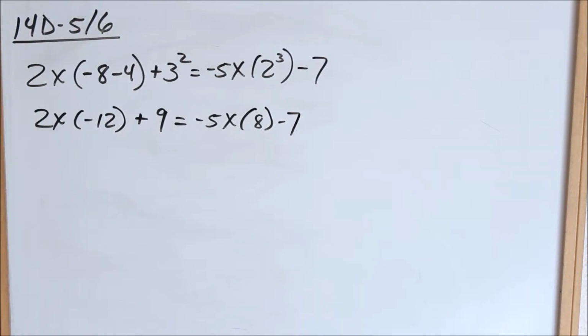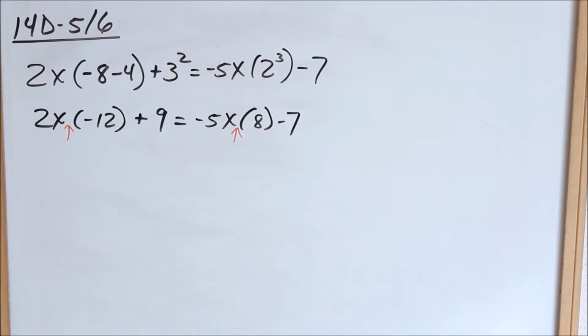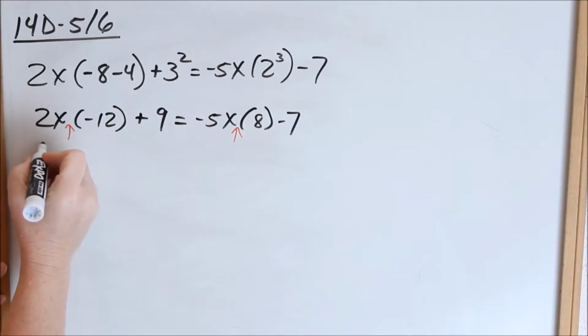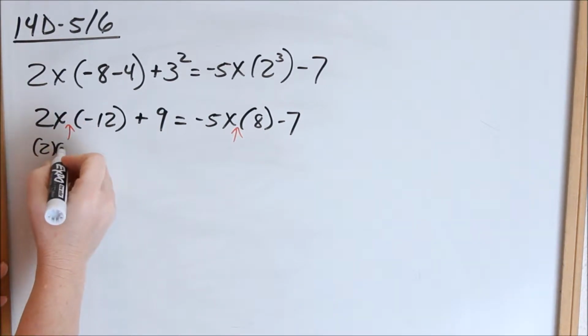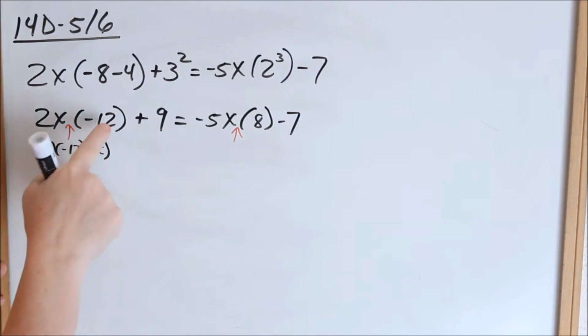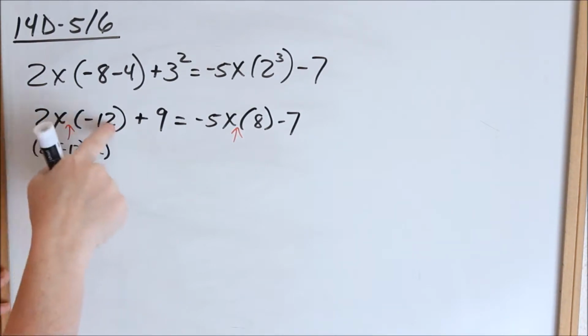Alright, so next PEMDAS says do multiplication and division. When I have a number in front of parentheses, that means multiplication. So both of these mean multiplication. This means 2x times negative 12. You multiply numbers to numbers. So literally this means 2 times x times negative 12. So this means, I'm just showing you, it means 2 times negative 12 times x. Because by commutative property, I can move these around and they still mean the same thing.